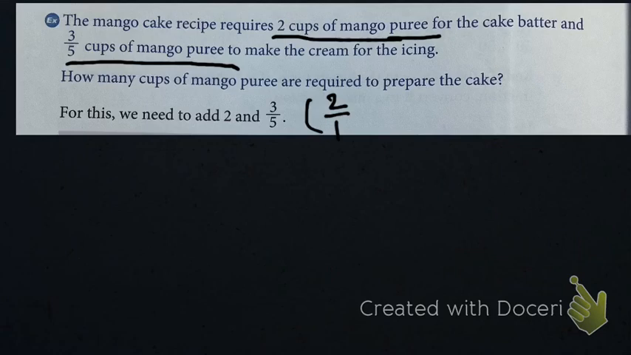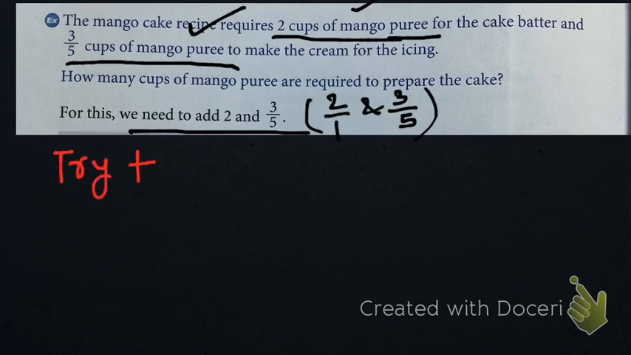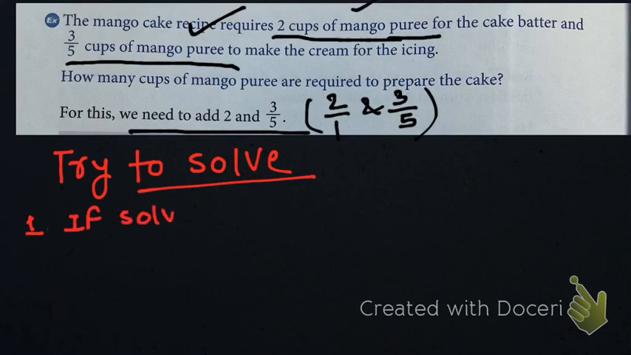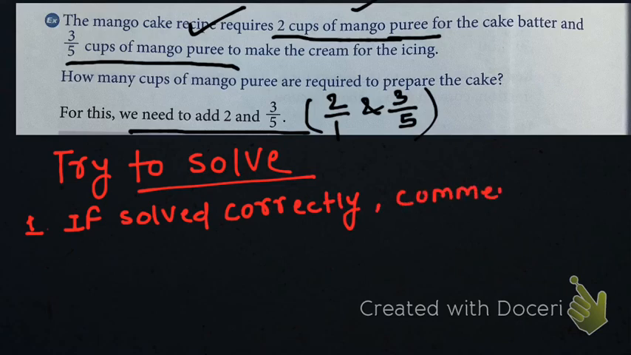So here 2 cups of mango puree are required, and here 3 upon 5 cup of mango puree is required. What we need to do is add 2 and 3 upon 5. 2 basically means 2 upon 1, and here 3 upon 5. You just need to add these two fractions, 2 upon 1 and 3 upon 5. So try to solve this question. If you are able to solve this question, comment your answer in the comment box on YouTube.